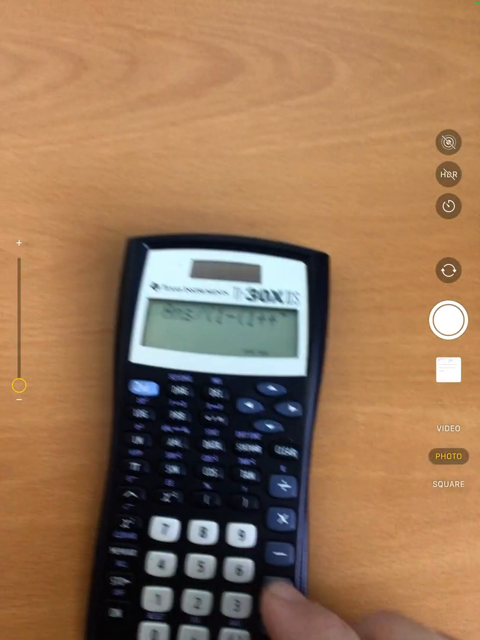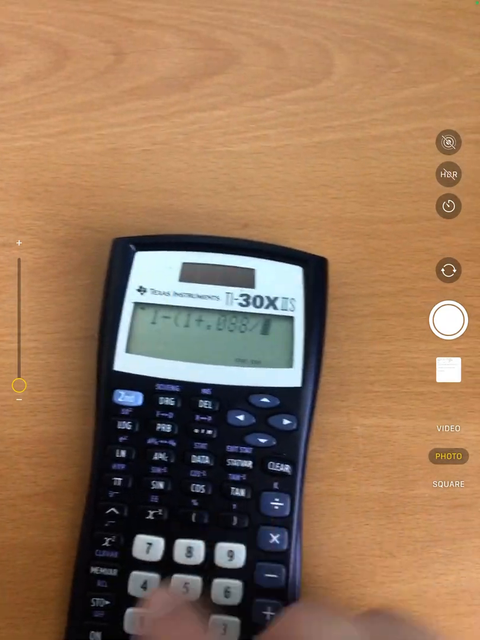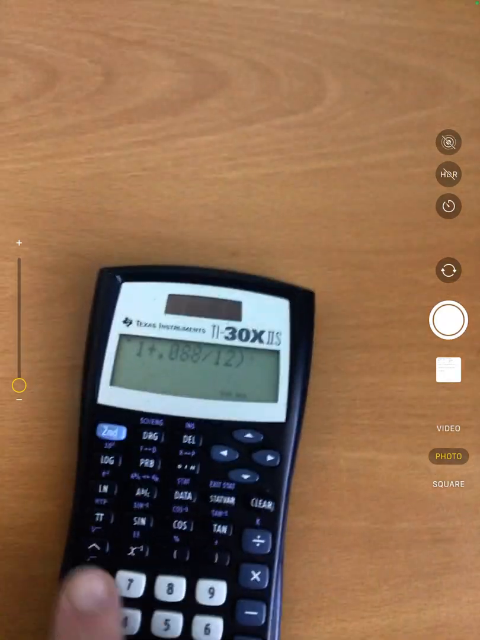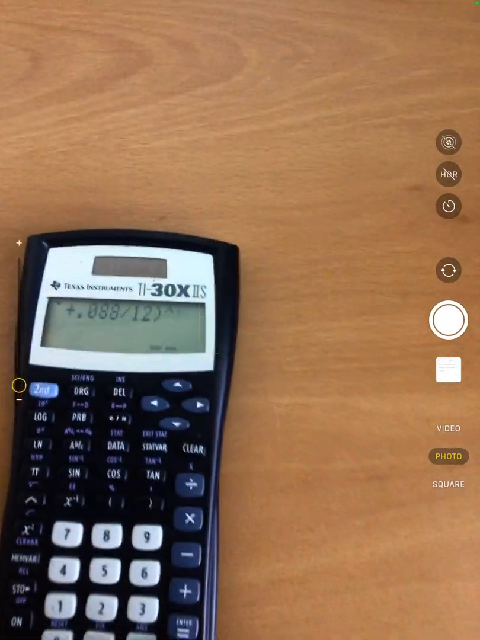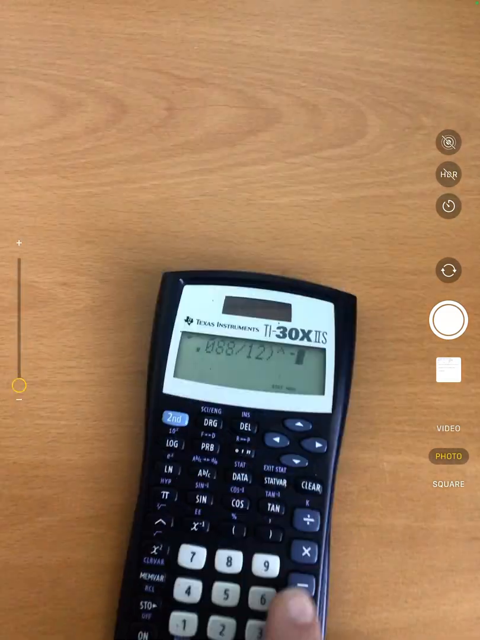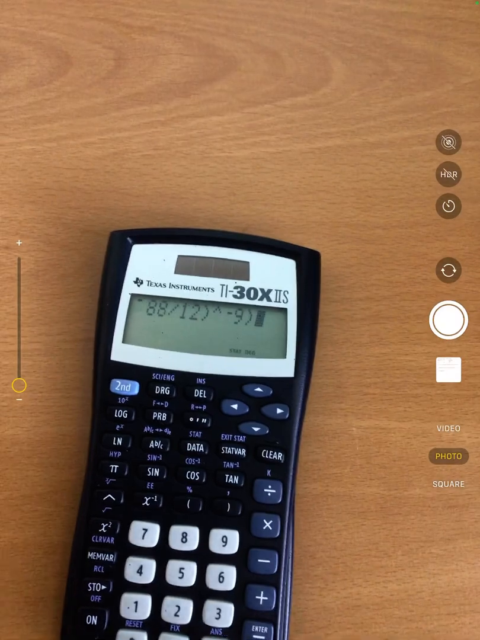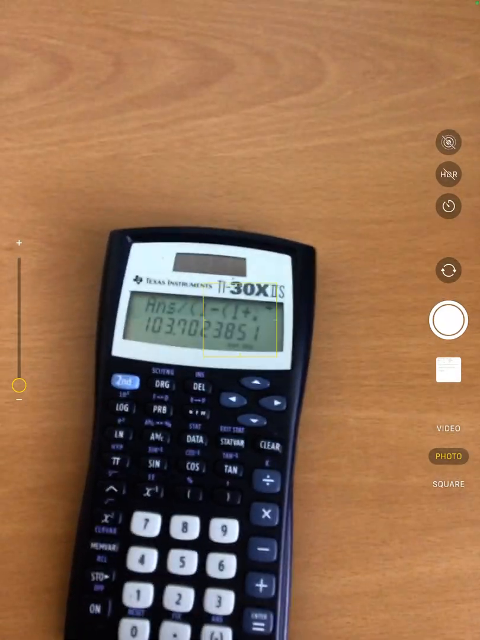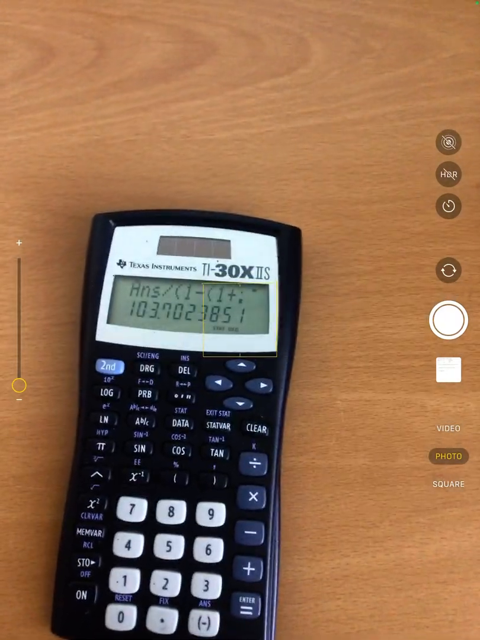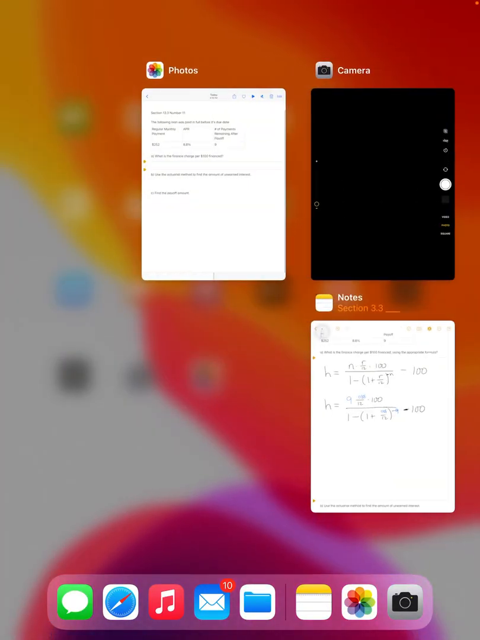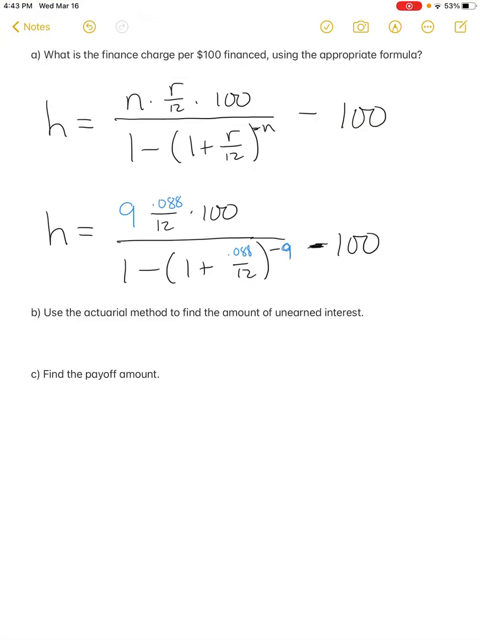r over 12. And then we close that parenthesis off, we raise it to a power, and we're going to raise it to the negative 9. And we can close that parenthesis off. Now that's the closure of the denominator. And when I hit equals, I'm going to have a number 103.70. So as I come back over here, I'm going to go ahead and put in that 103.70 number. I'll translate that here for us.